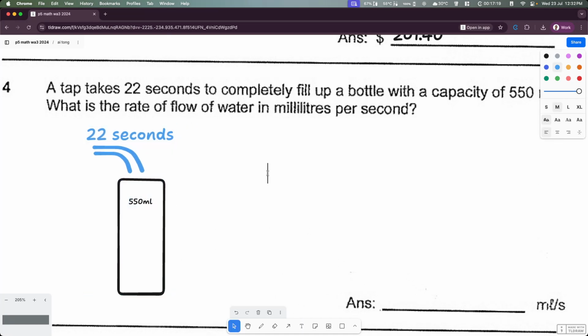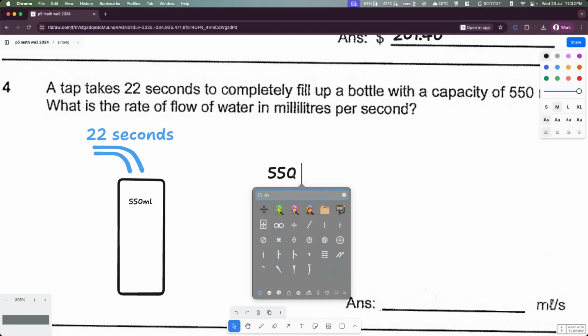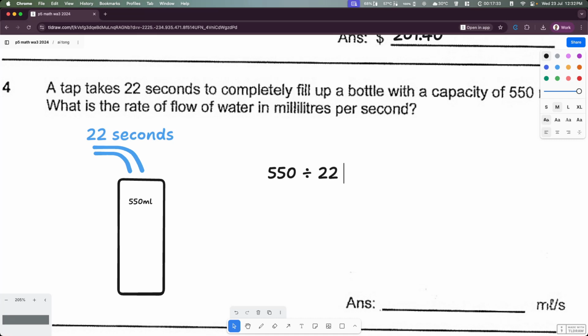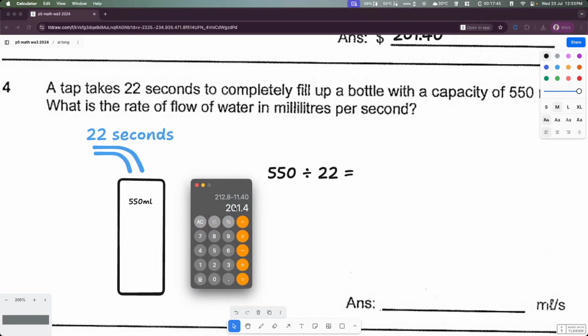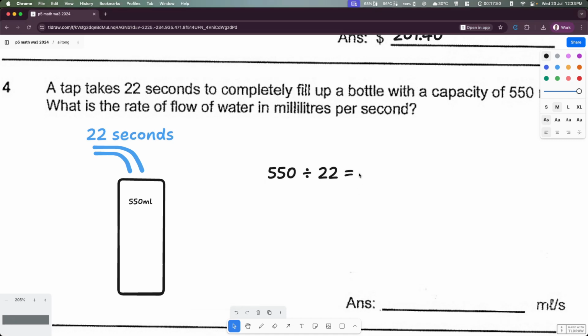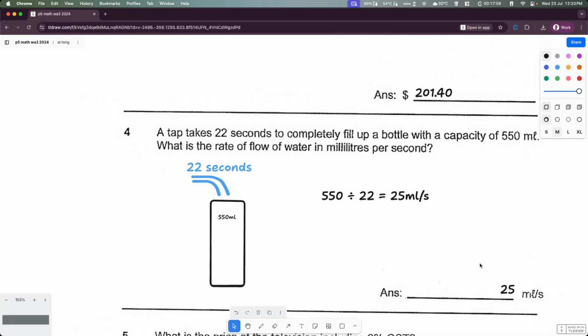Essentially what we can do is have 550 divided by 22, and this will give us, so we can use our calculator again. Okay, my calculator is over here. So we can just say 550 divided by 22. This will give us 25. There you go. So it's 25 milliliters per second. And here we can just say 25 in this case over here. Right, that's it. So that's question 4.